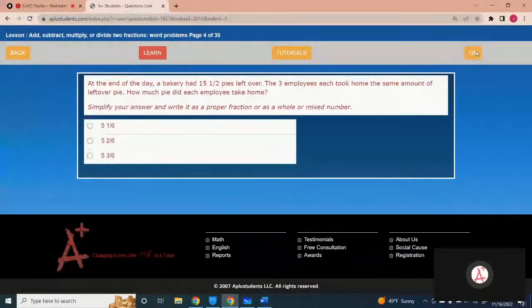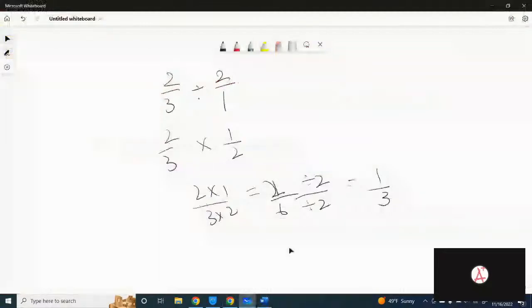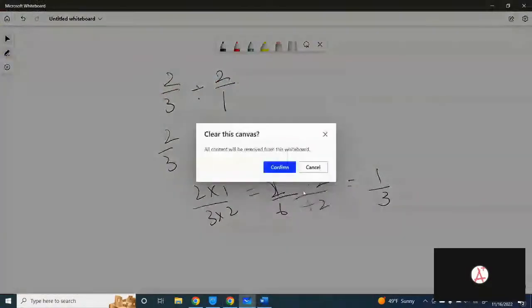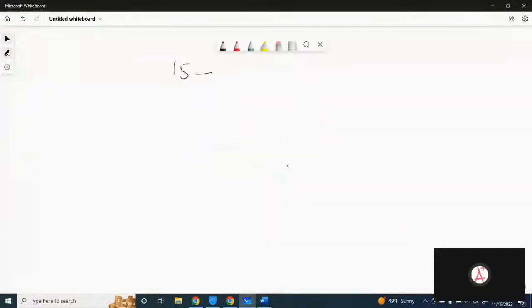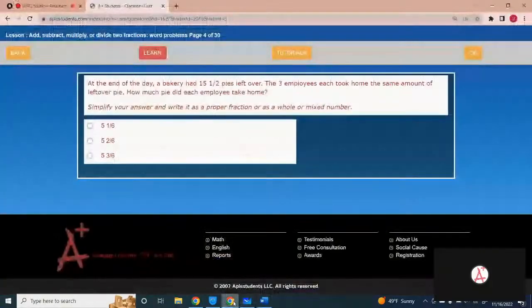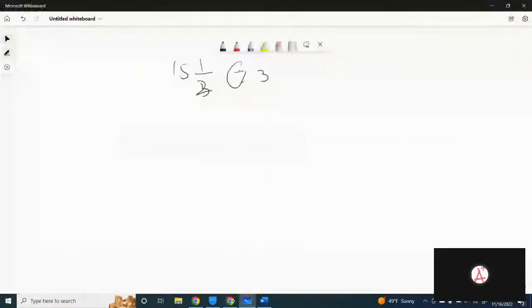Okay, the next one is: at the end of the day, our bakery had 15 whole 1 by 2 pies left over. The 3 employees each took home the same amount of leftover pie. How much pie will each employee take home? So you have to divide 15 whole 1 over 2 divided by 3. First of all, remove that division sign and write it as a multiplication sign. It would be 3 over 1, then 1 over 3.